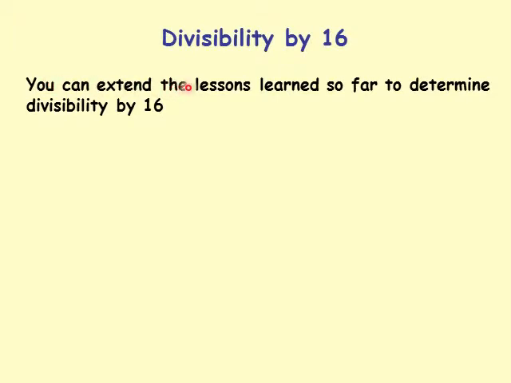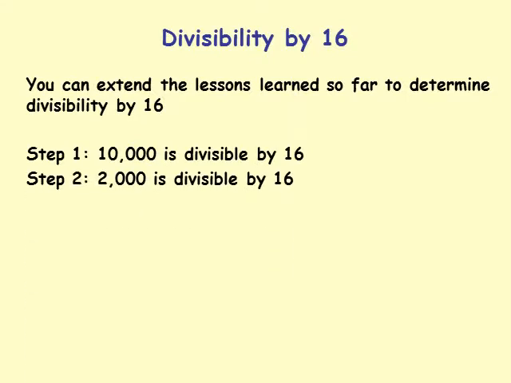Continue here. We can extend the lessons learned so far to determine divisibility of a number by 16. Let's continue. Observations. Step 1. 10,000 is divisible by 16, and subtracting multiples of 16 does not change the divisibility. So we'll take out all the 10,000s we can, which is division by 10,000, and get the remainder. What's left is the remainder from division by 10,000, and then we have to worry about whether the remainder is divisible by 16.